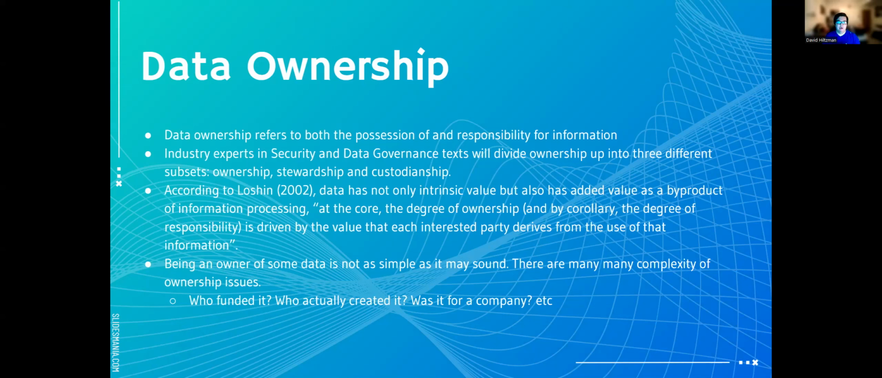So for the example of my information in a database, I only have a little bit of ownership because I'm not the one maintaining it. I'm just the one that typed it. I'm the one that put it in the system so I could get a newsletter, for example. And then it comes down to who funded it and who created it. Was it a company? Was it me?